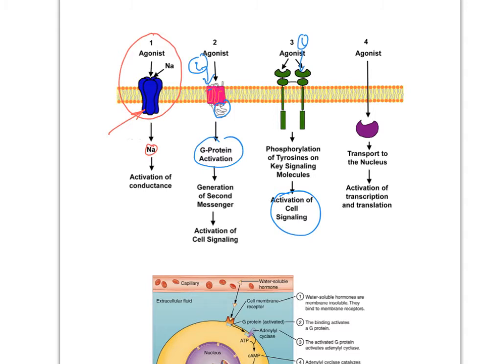And then the final type would be the steroid hormone receptor, where the agonist is the steroid hormone. It goes right into the cell membrane, binds to the receptor, which again is often in the cytoplasm or the nucleus. It's then transported into the nucleus, and that activates gene transcription and translation. So those are the 4 different types of receptors. The fastest are on the left here, the slowest are on the right.